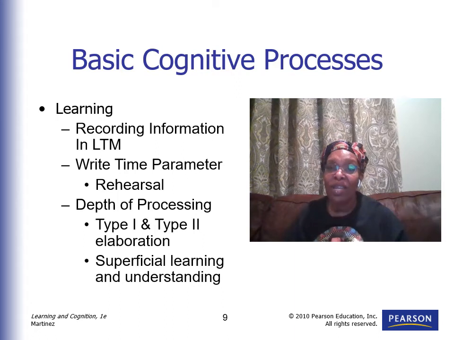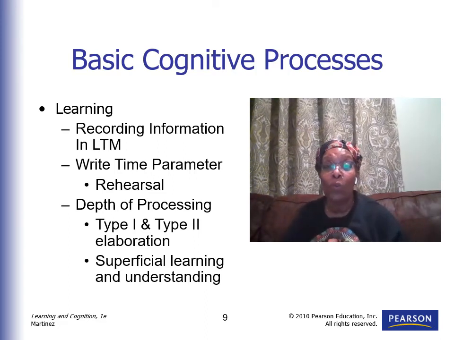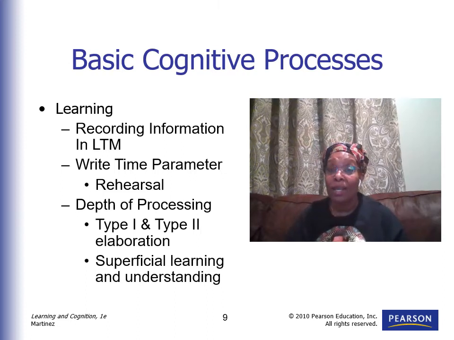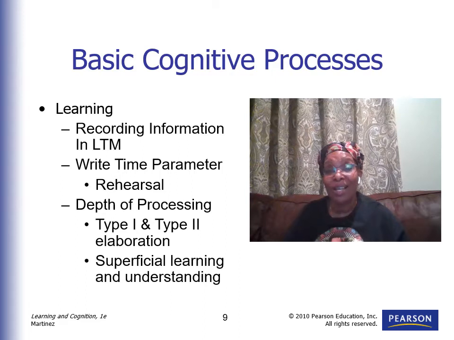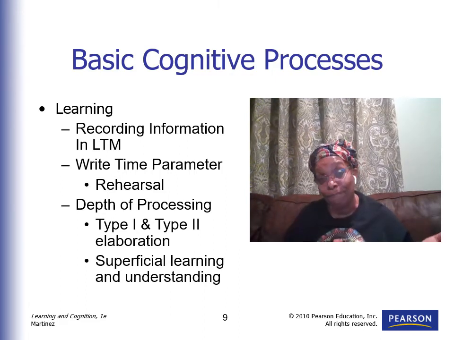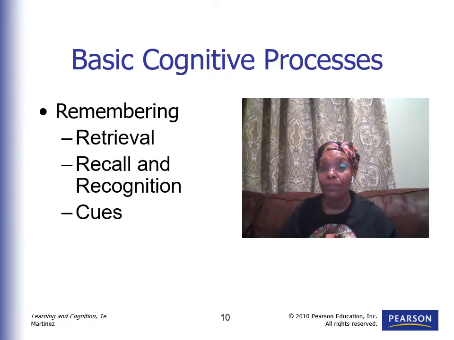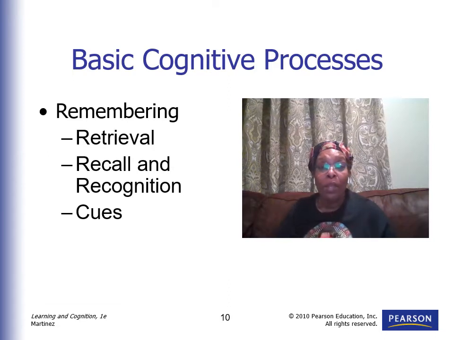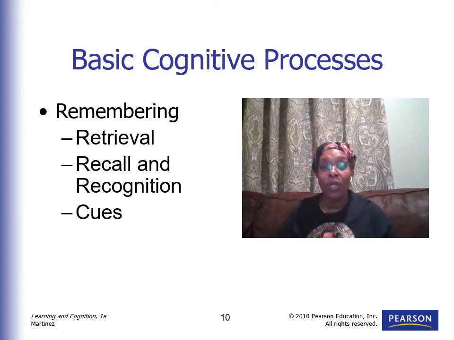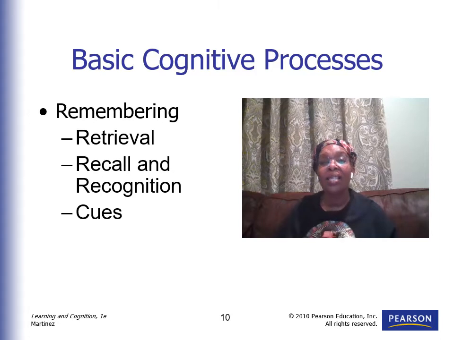Taking information at face value is a form of superficial learning, and I can memorize the alphabet, but if I do not understand how to use the alphabet to create the words that will allow me to communicate in a meaningful way, then what I have is superficial and it's really not going to be that useful to me.